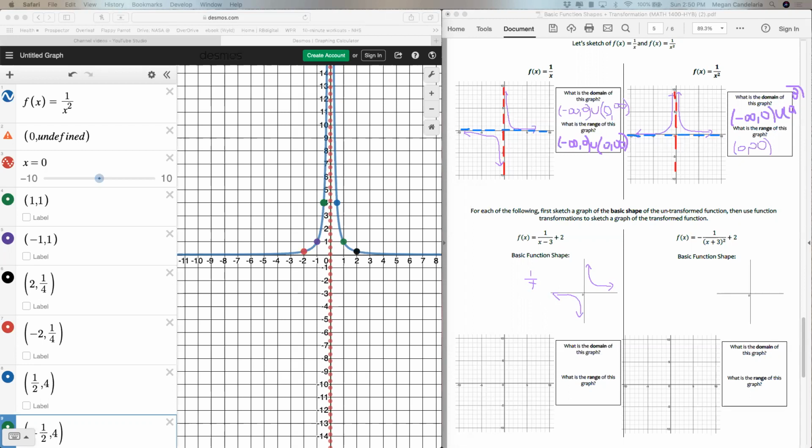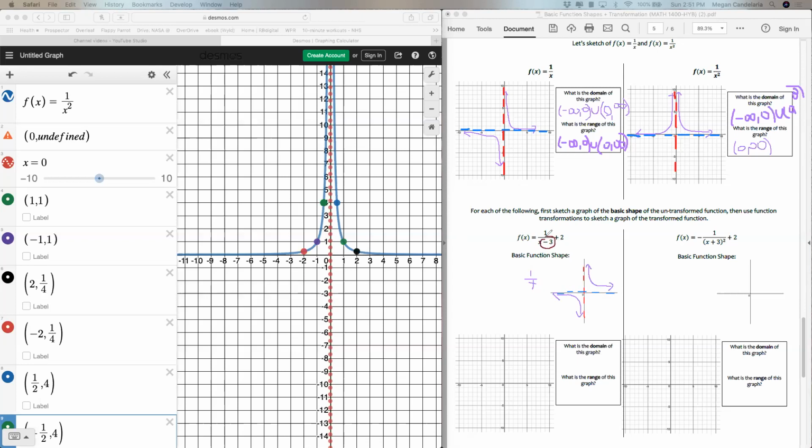Now, because it's going to be helpful for us, I'm also going to remind us that our basic function shape has a vertical asymptote on the y-axis and the horizontal asymptote on the x-axis. Okay. Now, in this case, that's really going to help us when we go to do our transformations. What do I mean by that? Well, let's look. What have we done to our basic 1 over x graph to get 1 over x minus 3 plus 2? Well, we subtracted 3 and we added 2.